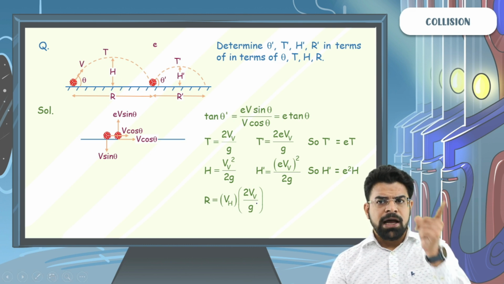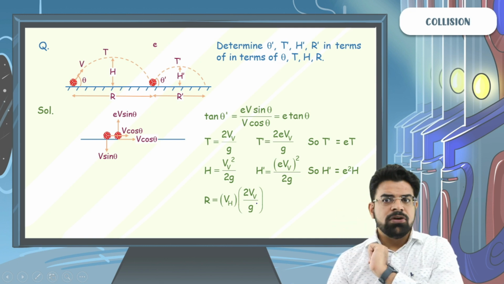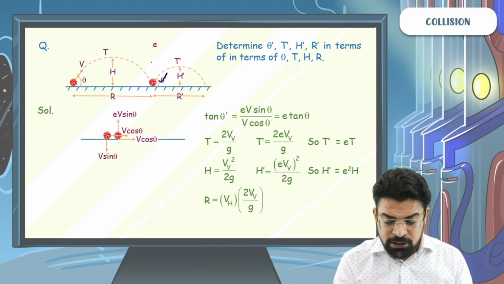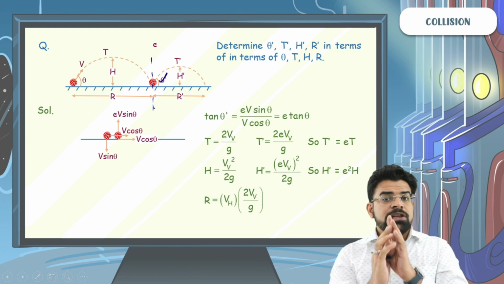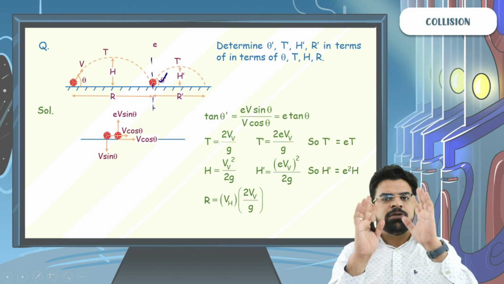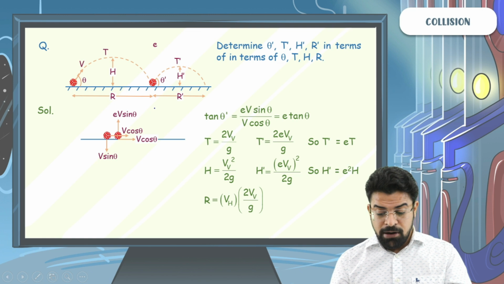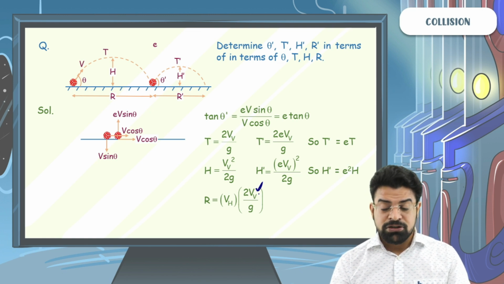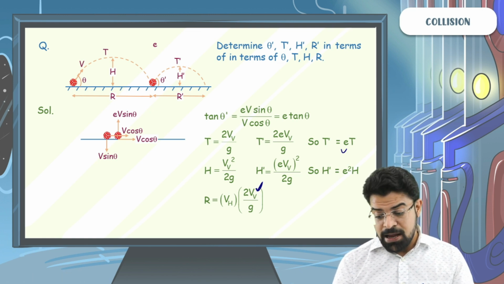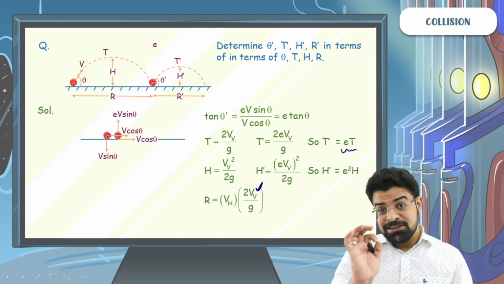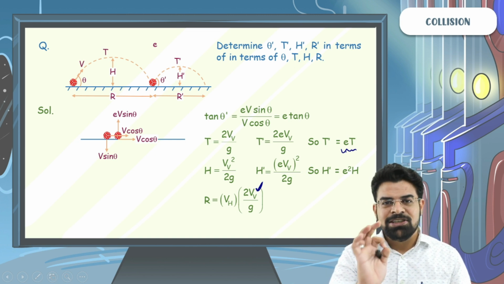During the entire motion, the horizontal velocity is constant because even during collision, the force is in the vertical direction. So there is no change in horizontal velocity. That remains v cos theta. But after the first collision, sir, the vertical velocity becomes e times. So the time of flight becomes e times. Since the time of flight becomes e times, the range will become e times.